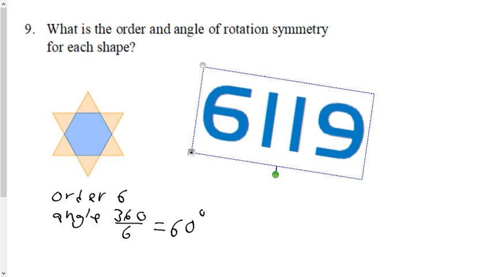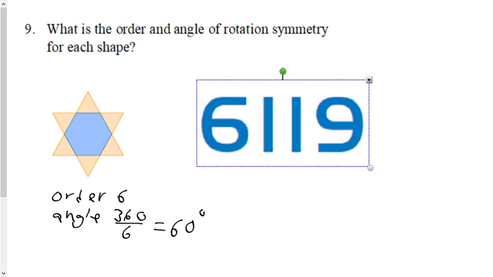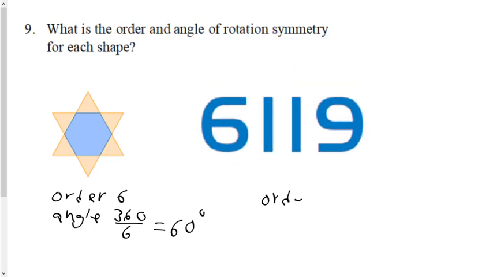The number 6199 appears as itself only once, twice. So the order is 2, and the angle is 180 degrees. 2 points for each of those questions. That should have been an easy 4 points for everybody.